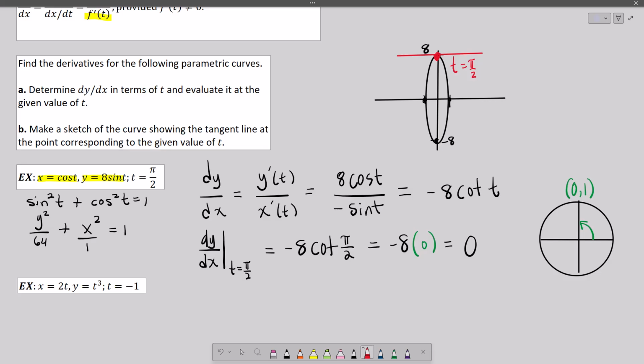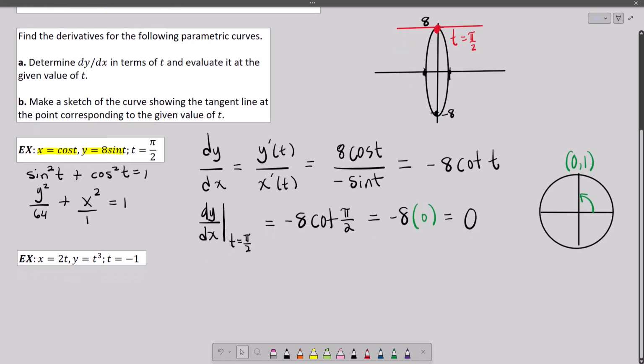What do you think if we plug in t equals 0? We'd be at 1, 0. We're right here. What do you think the slope's going to be there? Undefined. Right? So if we look at this form, it's a little easier here. If you plug in 0, cosine of 0 is 1. You'd have 8 divided by 0, which is undefined. Similarly, if you plug in pi, it's going to pop us here. You're going to get undefined there. And 3 pi over 2 is going to give you 0 also. So that's how it's going to correspond to the graph.